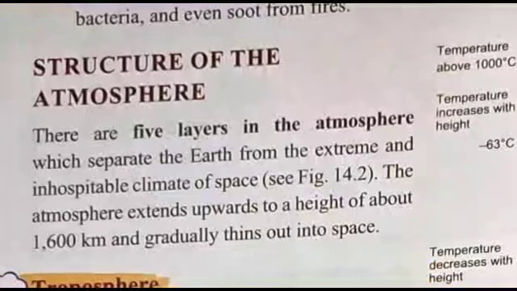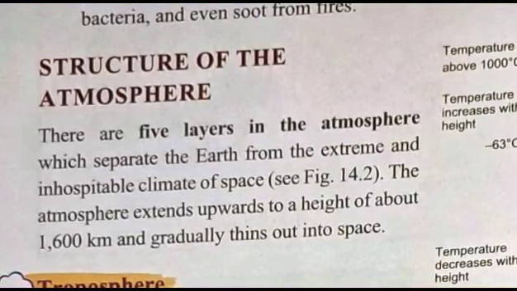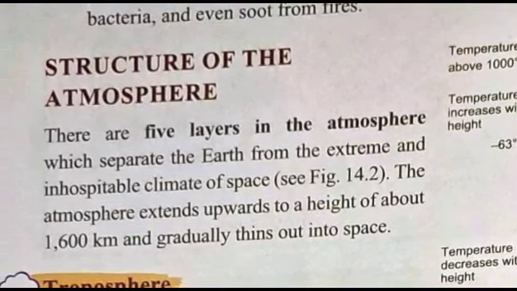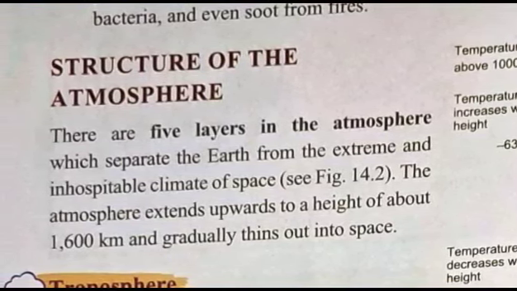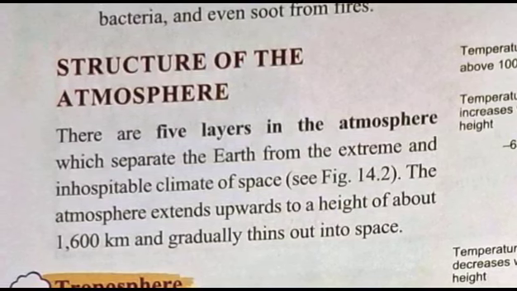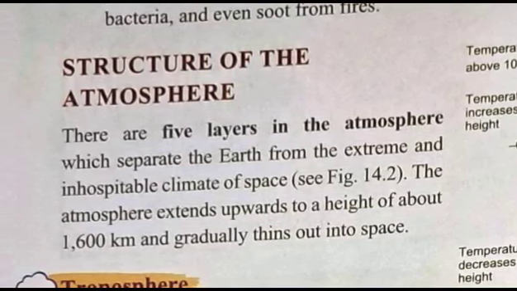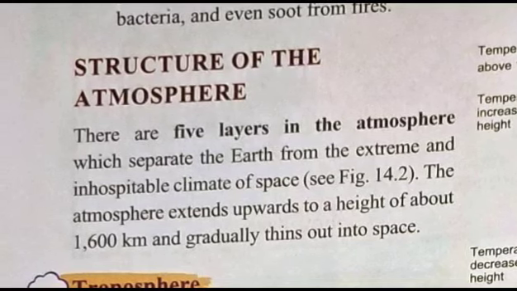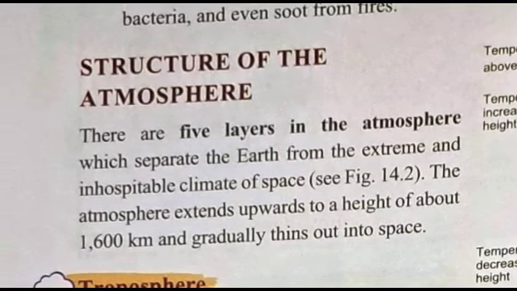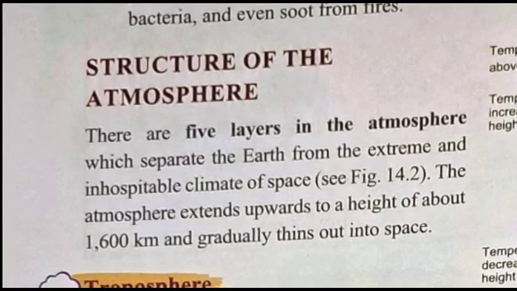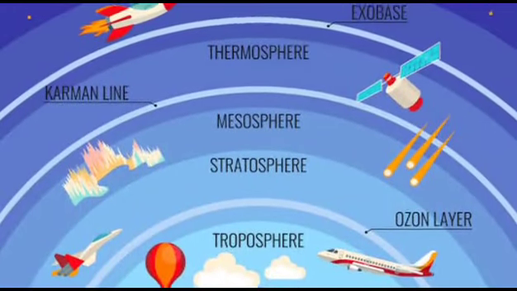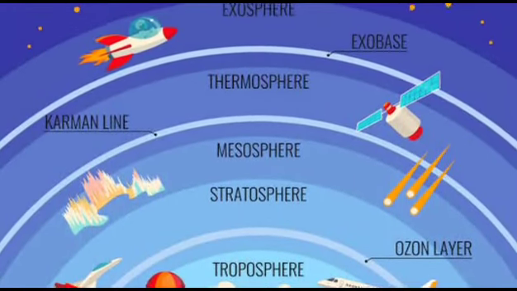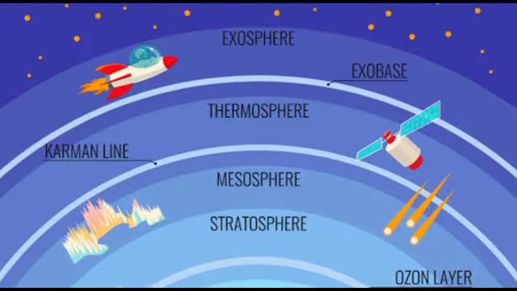Next, structure of the atmosphere. Atmosphere is a thick blanket of gases. These gases form different layers depending on their density and weight. The composition of gases has an effect on the temperature pattern. The atmosphere is divided into five layers: troposphere, stratosphere, mesosphere, thermosphere, and exosphere.